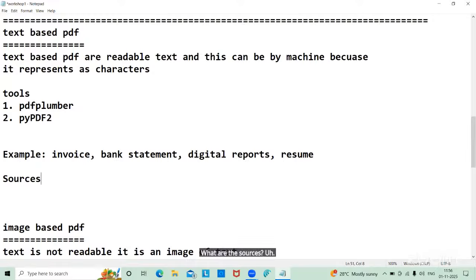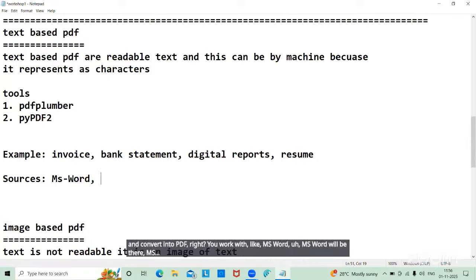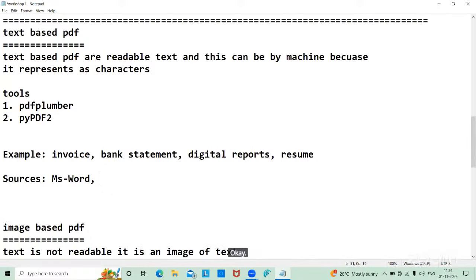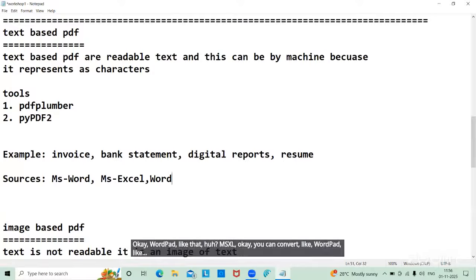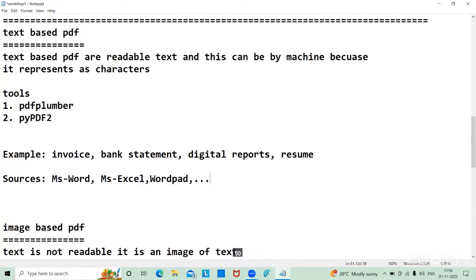Words. Very good, Anubhav. That is the answer: MS Word. You prepare a document and convert into PDF, right? You work with MS Word, MS Excel, WordPad like that. You can convert from these. You have some tools to generate text-based PDFs, right?